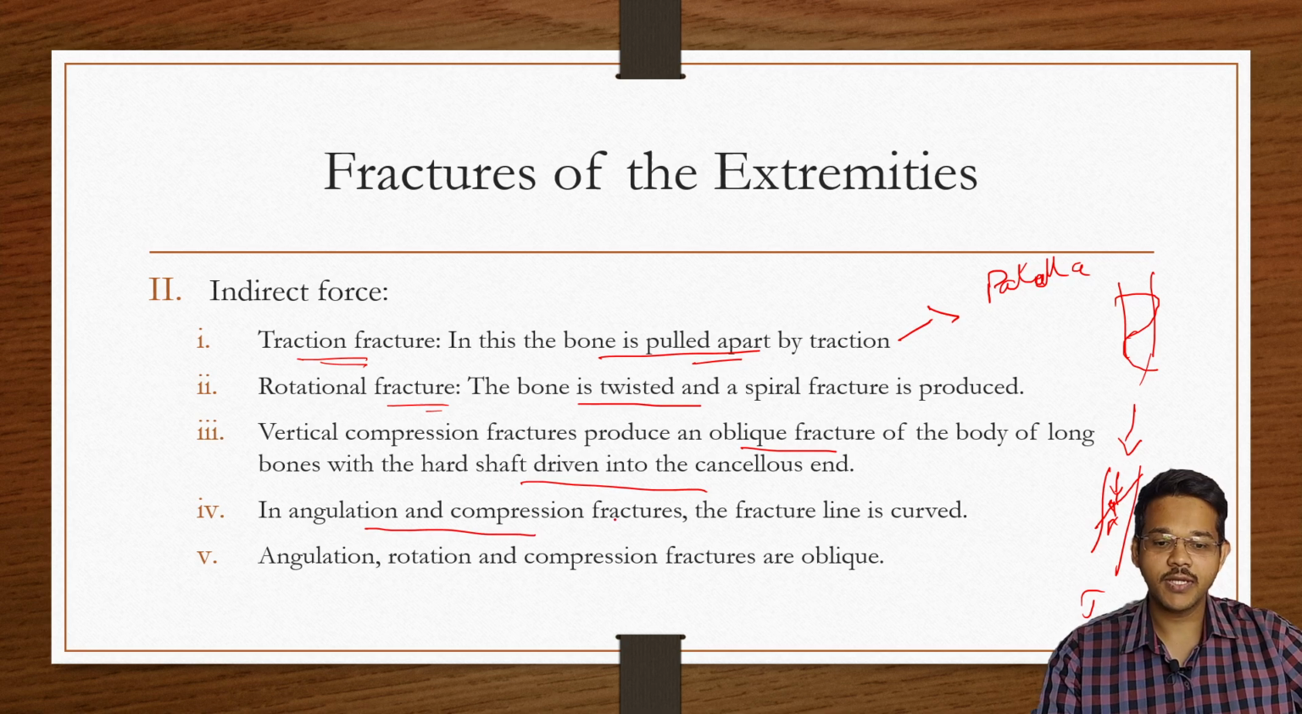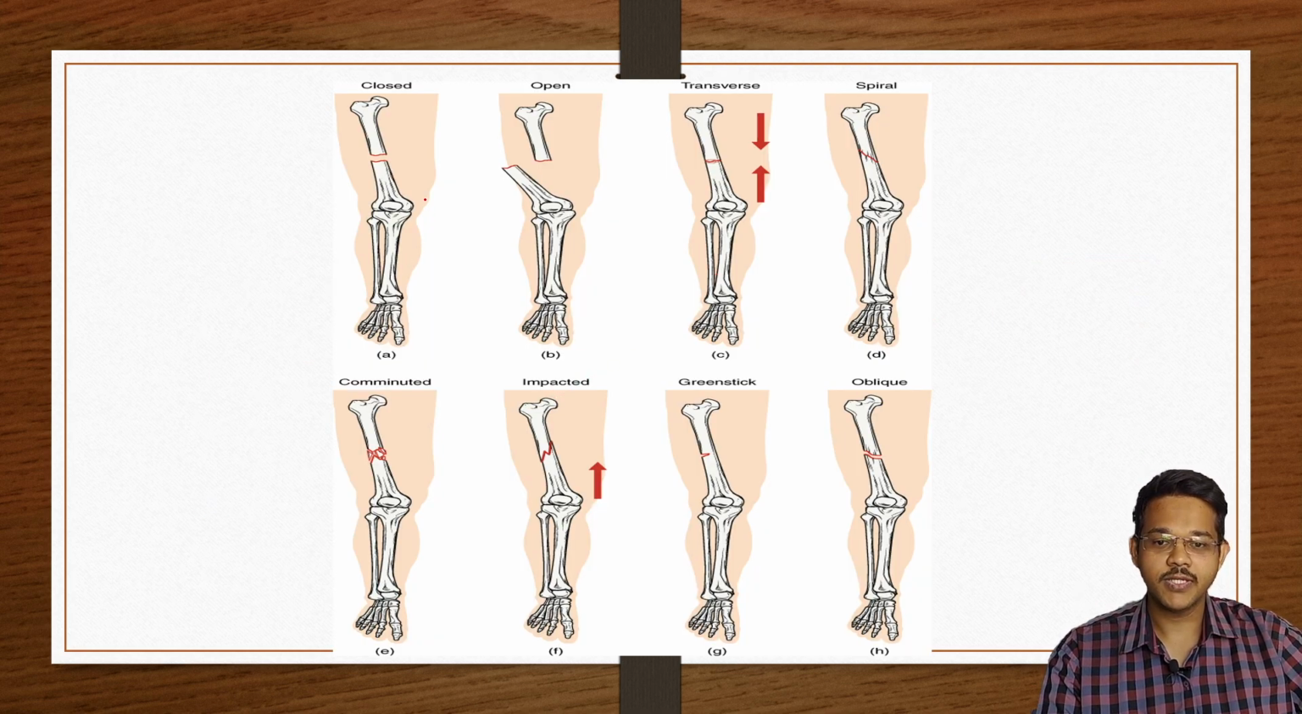Next, in angulation and compression fractures, the fracture line is curved. Then in angulation, rotational and compression fractures are usually oblique. So these are different images: a closed fracture, where the skin is intact, and an open fracture, when the fragment of the bone pierces the skin.